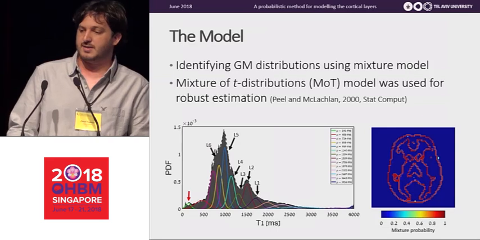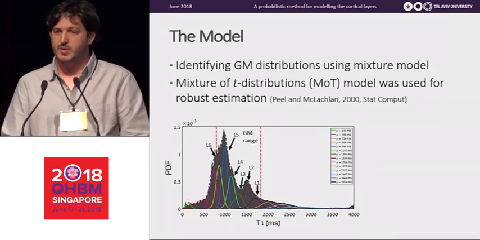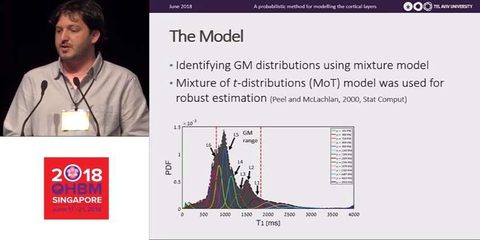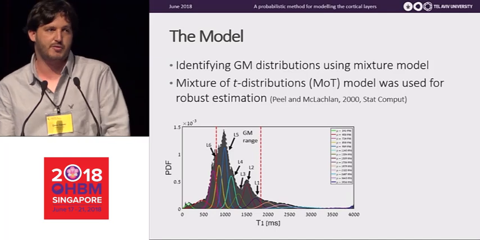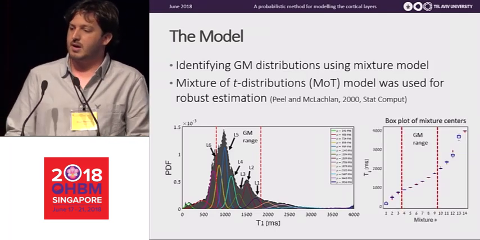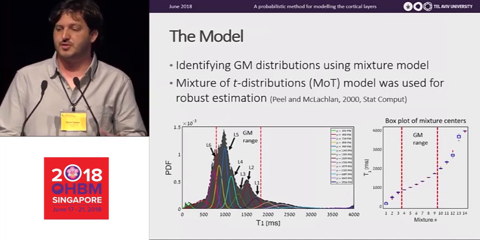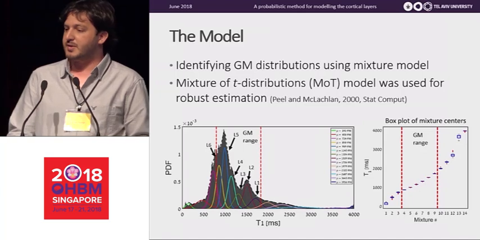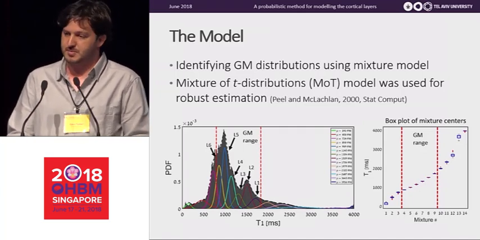Overall we found 6 mixture components that were gray matter dominant, and they were also in the range between 800 and 1800 milliseconds, which is what we would expect the T1 of gray matter to be. And if we look at the box plot of the mixture centers for all the subjects, you can see in the gray matter range that this is quite stable across all subjects.